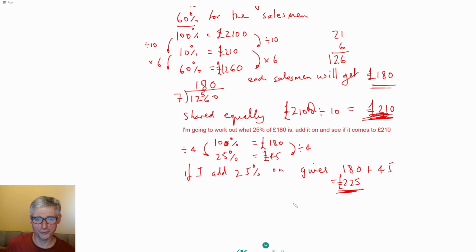It's very important that we do actually write that down, so we can get the extra mark on this question, which is called a communication mark for saying that. So he's wrong, because if he'd got 25% extra, he would have got £225, but dividing equally would give him £210. And that's the question completed.